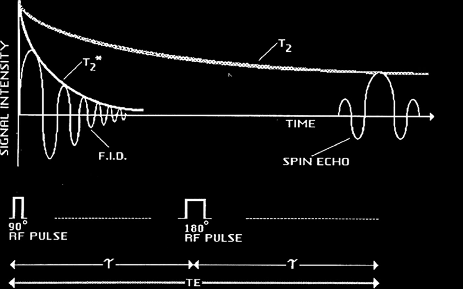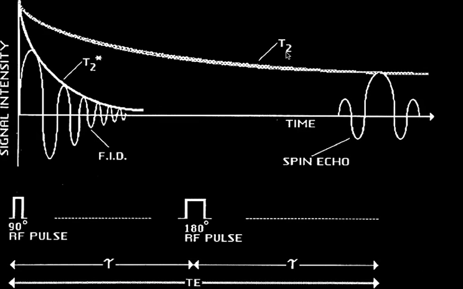And everything that causes inhomogeneity of the magnetic field will cause the T2 star to decay. But only the time varying magnetic fields will actually cause the T2 to decay. So T2 star is both. T2 is only the component due to the time varying magnetic fields.